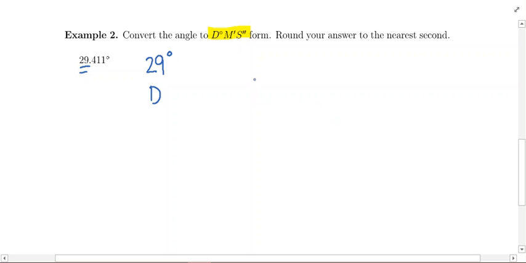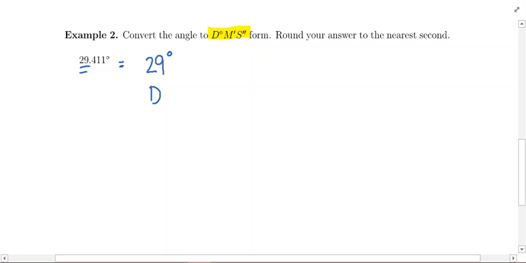All right, so let us work on the minute part. We've already taken care of the 29, so we're going to work on the 0.411. The way I'm going to write this, I'm going to do this logically, and hopefully this will make a lot more sense than the statement above. Even though what I'm doing is really what the statement says, that statement was a bit confusing.